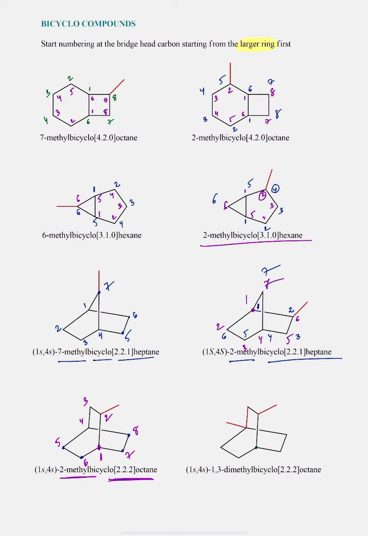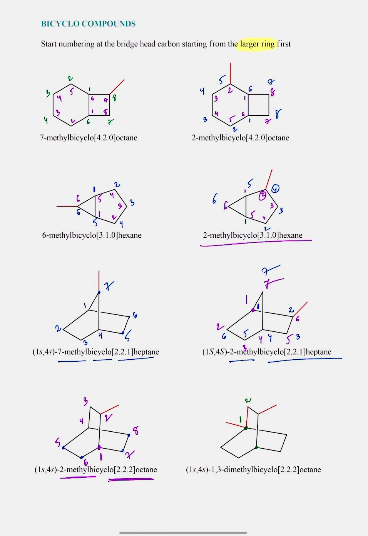In the next structure there are 2 substituents. So there are 2 methyl groups. One is attached to the bridgehead carbon itself. So that should get number 1 because that will give me the lowest sum. And then I should proceed from the top because I can proceed anywhere as all the sizes are the same. I have to go by decreasing order, but here it doesn't matter. So I start counting from the top.